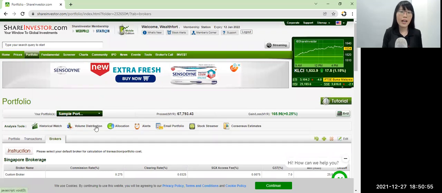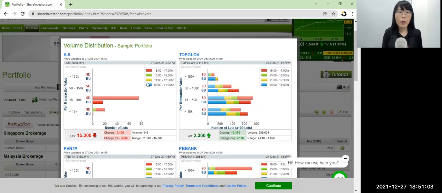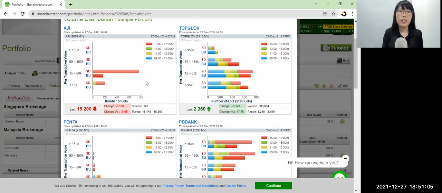So the next one is also very important information for you. Let's look at this. There are 4 colors. The red color is the transaction done at 3 p.m. to 5 p.m. The green color is the transaction done at 1 p.m. to 3 p.m. And the yellow color means from 11 a.m. to 12:30 p.m. And the blue color means from 9 a.m. to 11 a.m.